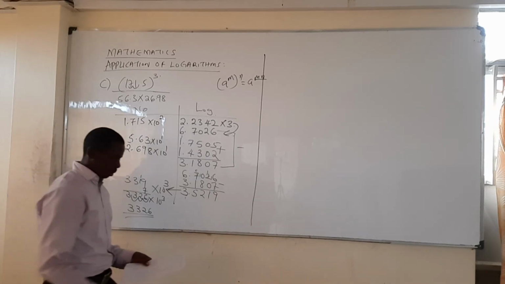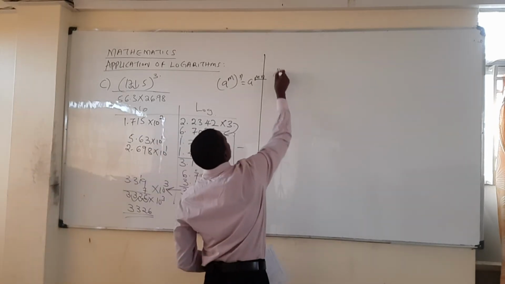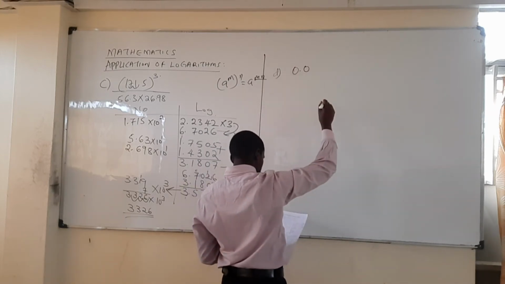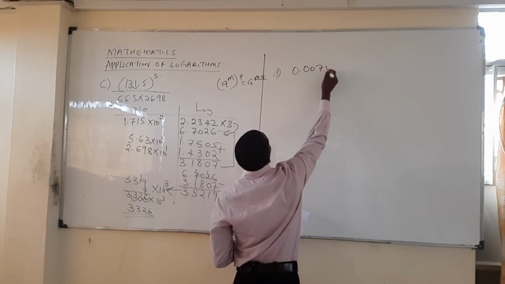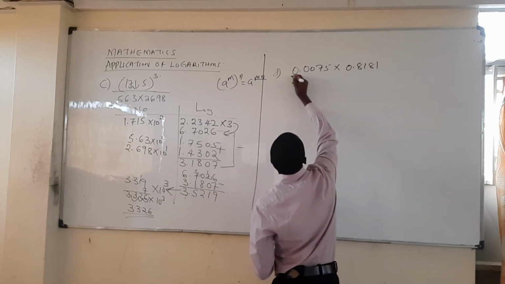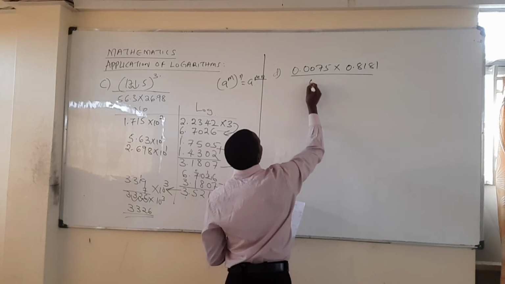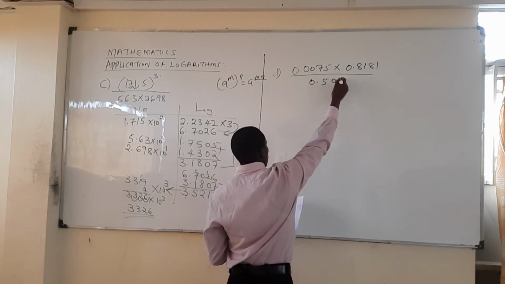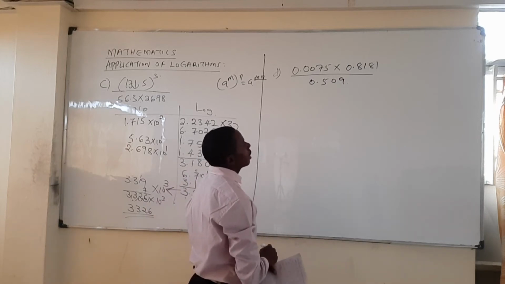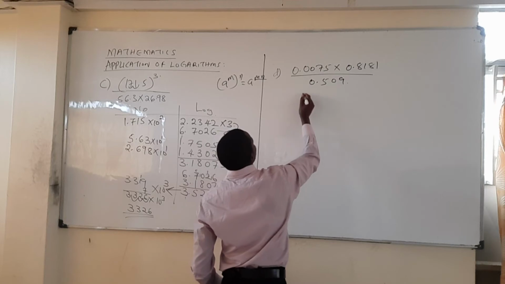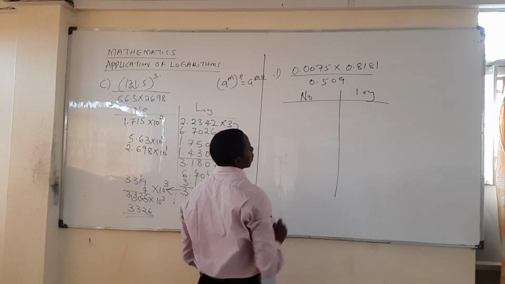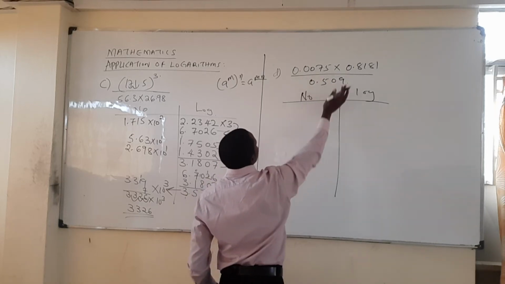Let's have example 4, that is D. We have 0.0075 times 0.8181 over 0.509. So we are using logarithm to solve that. Now you get yourself a table there, one side for number, the other side for logs. So write the number in standard form.